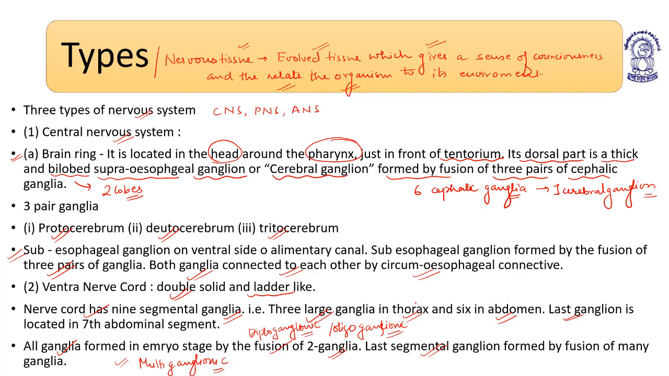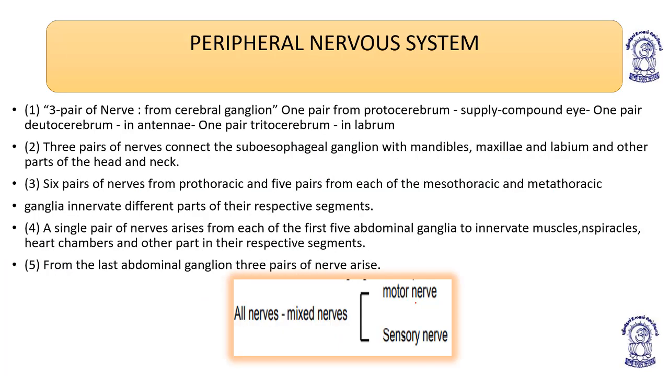Now coming to the next, the PNS or the peripheral nervous system. There are three pairs of nerves from the cerebral ganglion: one pair from the protocerebrum, which supplies the compound eyes, one pair from the deuterocerebrum, which supplies the antenna, and one pair from the tritocerebrum, which supplies the labrum. Labrum, the upper lip. So there are three pairs of nerves which are part of the peripheral nervous system.